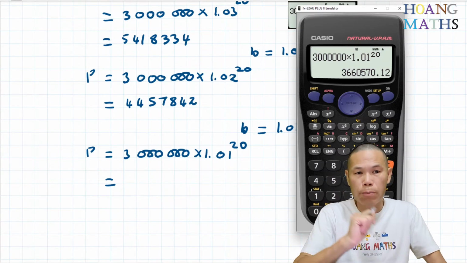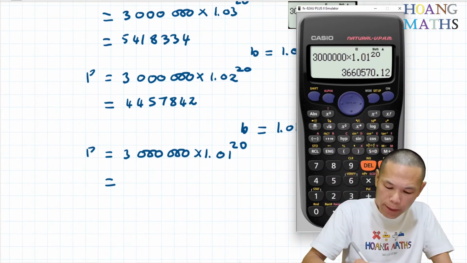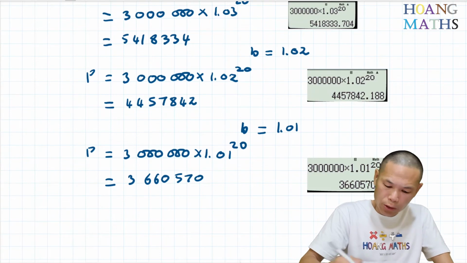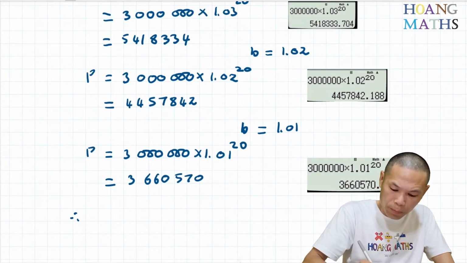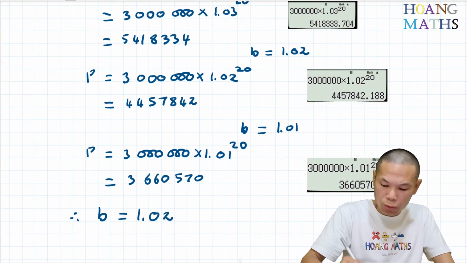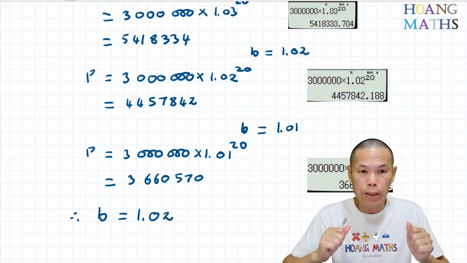But let me just copy this down first. So 366,0570. So we can say therefore B is equal to 1.02. So that is the value of B.